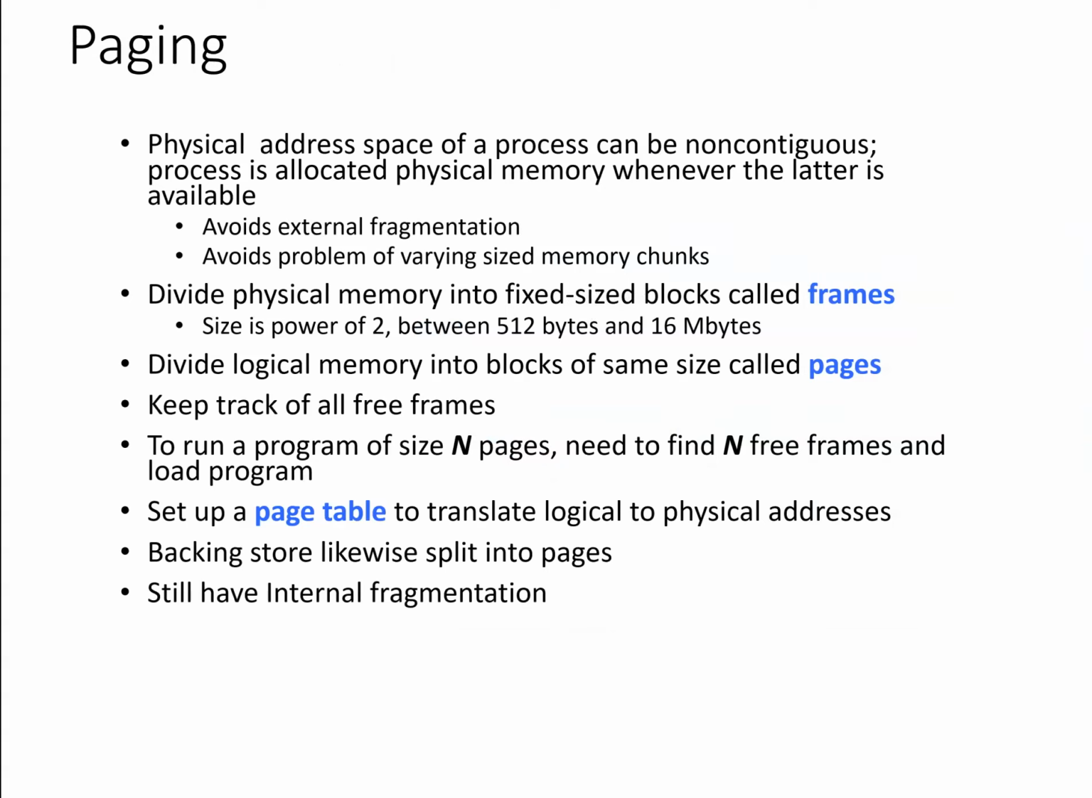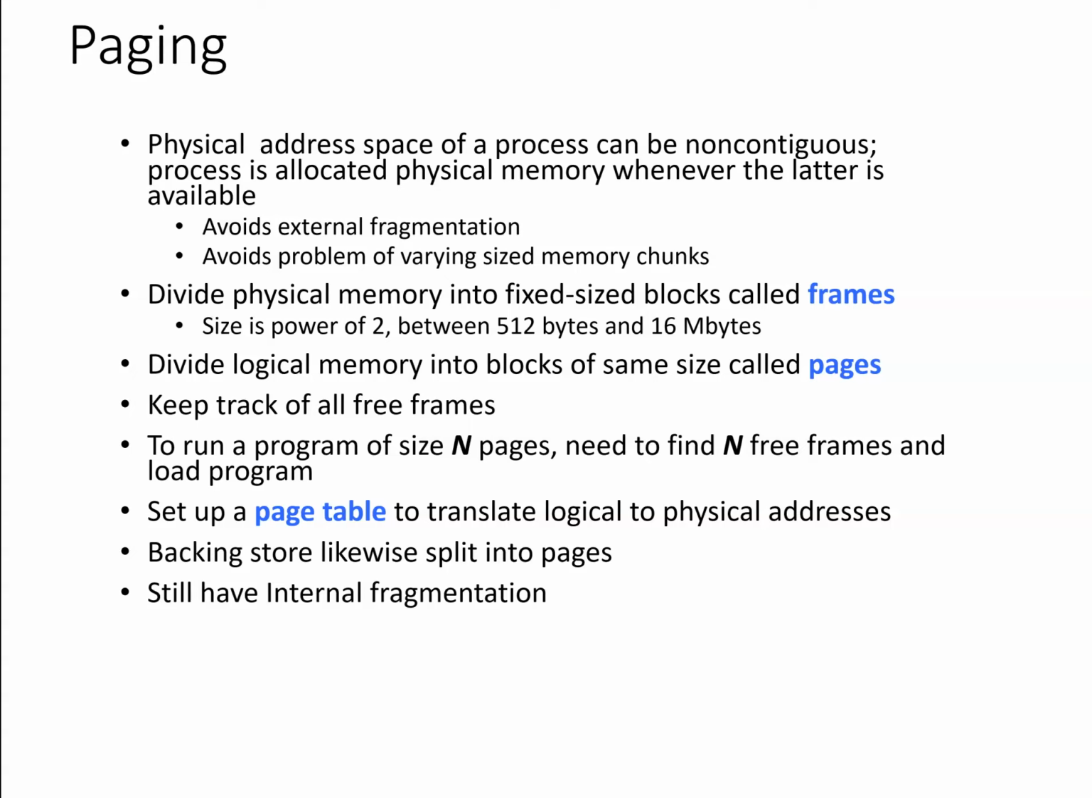So another way to approach this is by paging. This is when the physical address space of a process can be non-contiguous. A process is allocated memory whenever the latter is available. This avoids external fragmentation and varying size memory chunks. So what we do is we divide physical memory into fixed size blocks called frames. Typically the size is a power of 2, which is a good idea because of the way drives are organized, and between 512 bytes and 16 megabytes. It's dependent on your implementation.